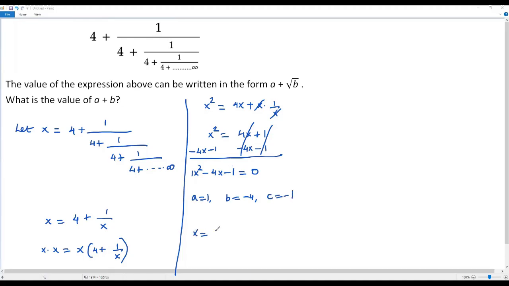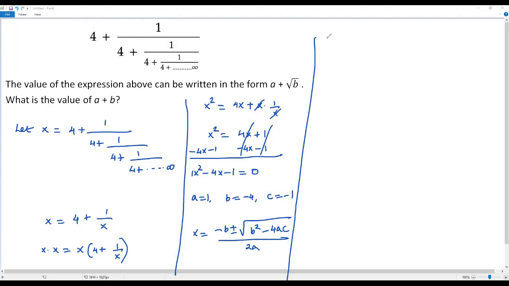Okay, the quadratic formula is x equals negative b plus or minus the square root of b squared minus 4ac, divided by 2a. Now let's plug in the values of a, b, and c into this formula. Then we get x equals negative, the value of b is negative 4, plus or minus the square root of b squared, that is negative 4 the whole squared, minus 4 times the value of a, which is 1, and the value of c, which is negative 1, divided by 2 times the value of a, which is 1.